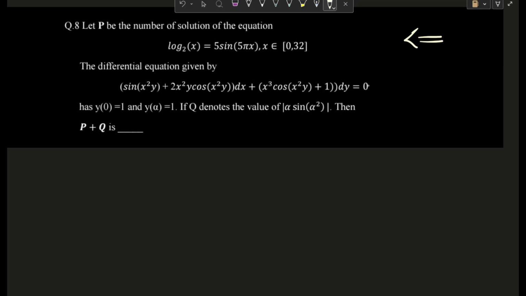Anyways, so this will be our first question for today, and let me tell you, this question is a very good question. Okay, so please try it out. I will wait for a few seconds and then I will start solving it.